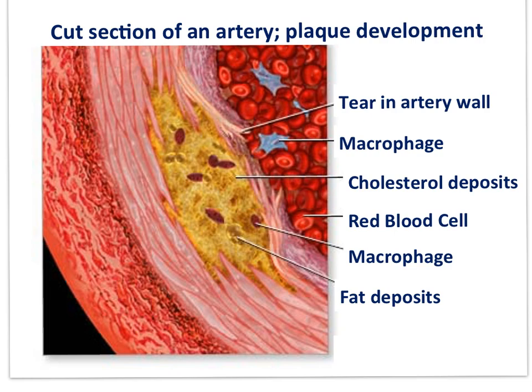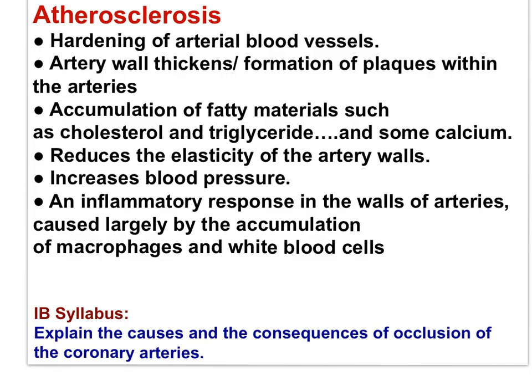As well, the artery wall is more rigid, less elastic. The rigid, occluded vessel causes blood pressure to increase. The hardening of the arteries, as you can see here, and as I've just described, is called atherosclerosis. Here's an outline of the occlusion of the arteries, also called atherosclerosis. Here's the relevant IB syllabus statement. I'll let you study this slide on your own.